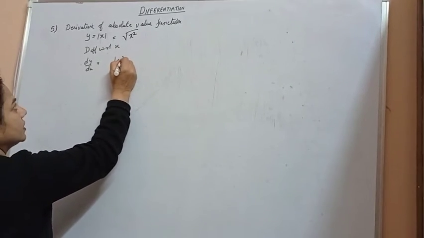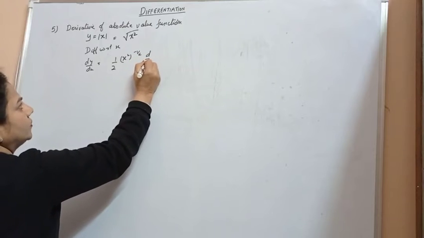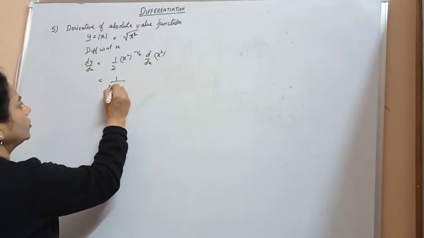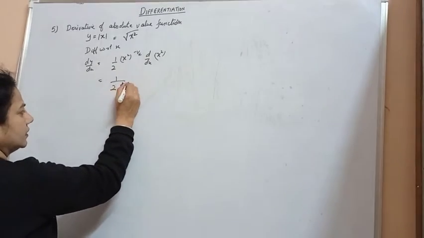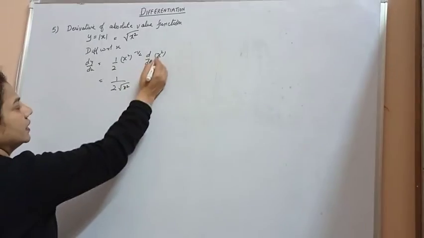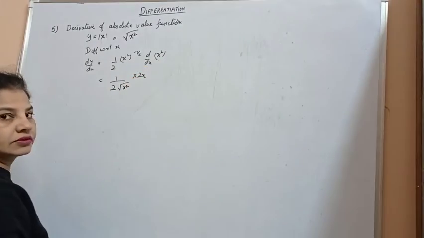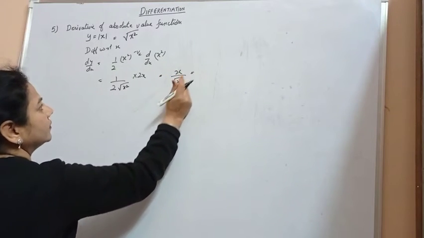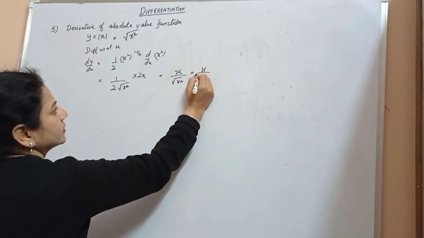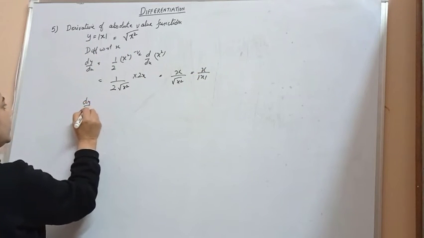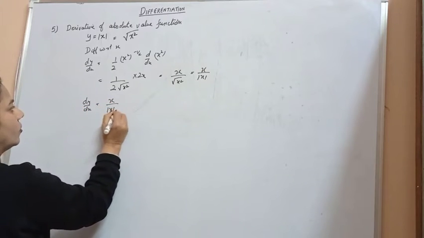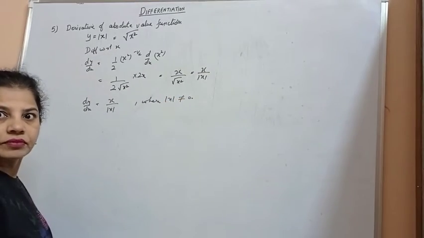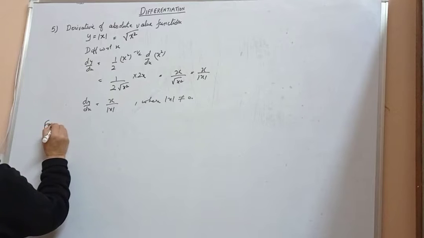So half comes down, x square to the power minus half, into the derivative of x square by chain rule. Then we have 1 upon 2 times under root x square into 2x, as the derivative of x square is 2x. So we get x upon under root x square, and the value of under root x square is modulus x. So we can say the derivative of the absolute function is x upon mod x, where mod x is not equal to 0. To make it more clear, take an example.